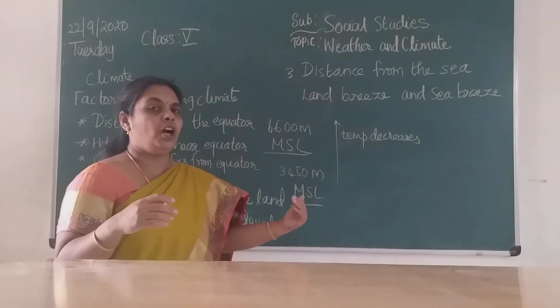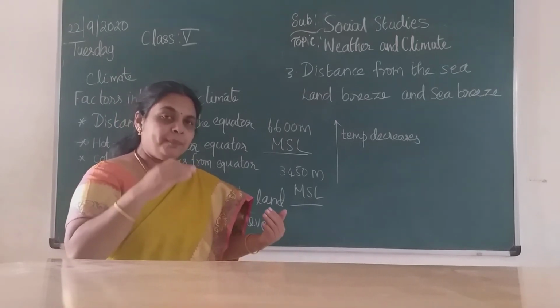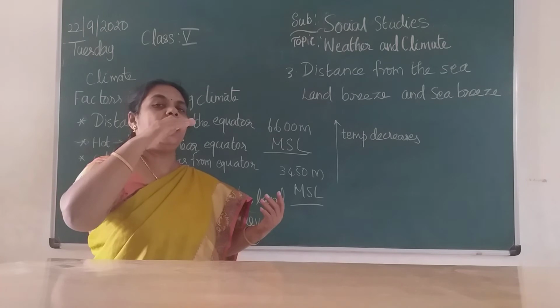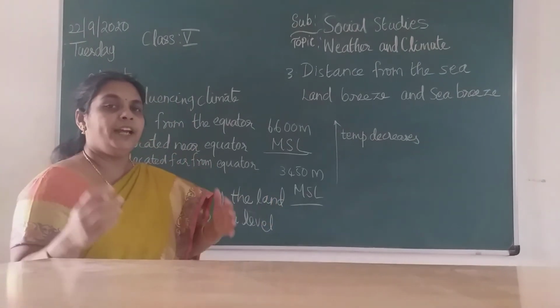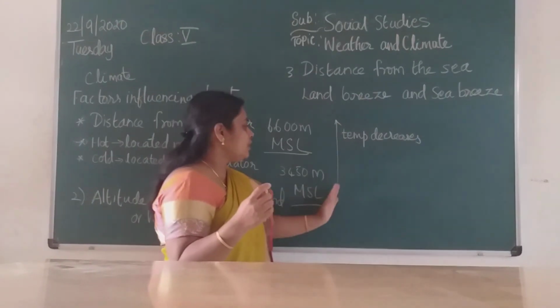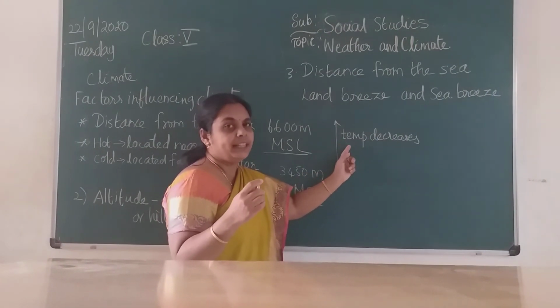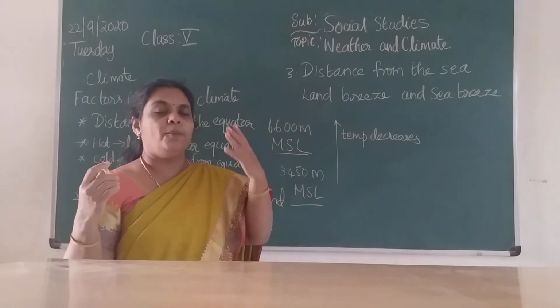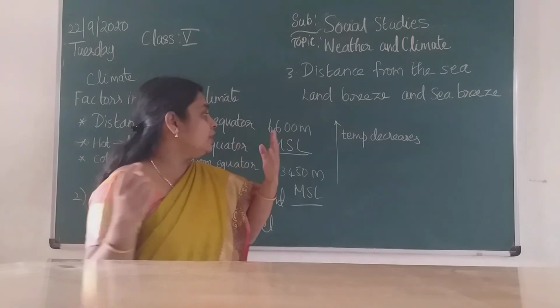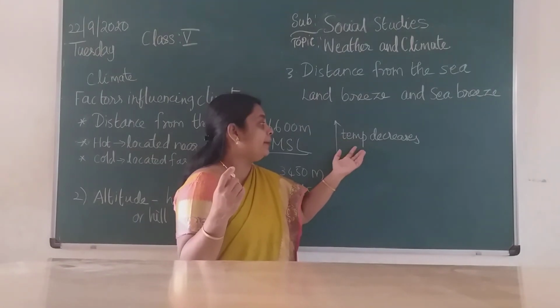That's why, children, see, Chennai and Bangalore are almost on the same latitude. Chennai is very hot, but Bangalore is cold. Why? Because from the sea level, Bangalore is a little up compared to Chennai. That's why we have a colder climate in Bangalore. Okay, so as the height or altitude increases, your temperature decreases. That's why the Himalayas, which are of very great height, more than 5,000, 6,000 meters, have a very cold climate over there.